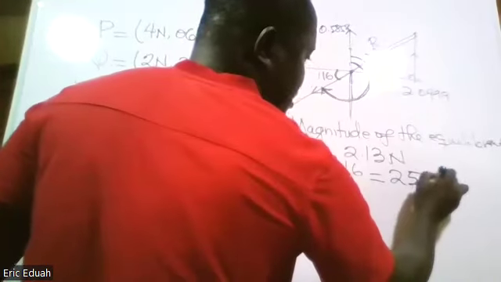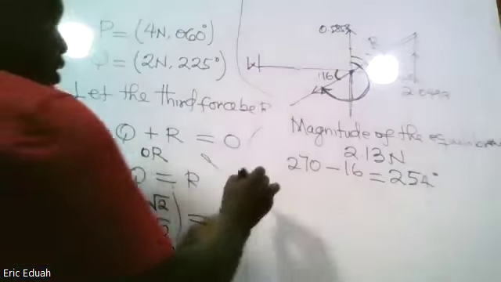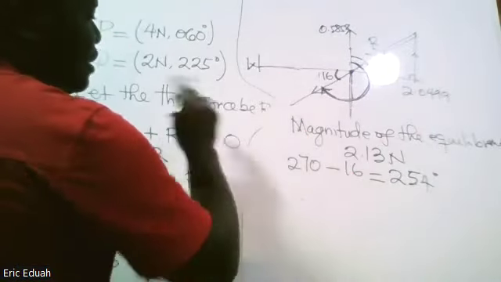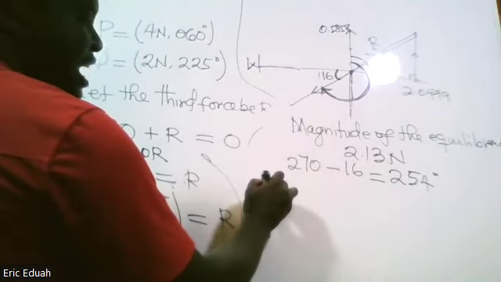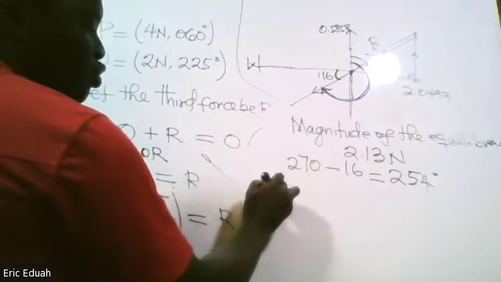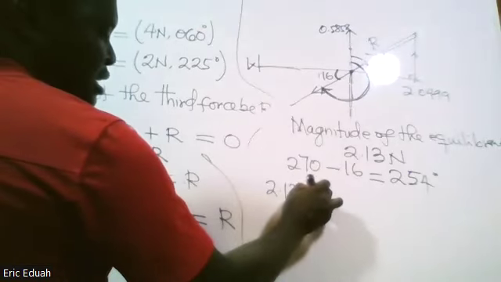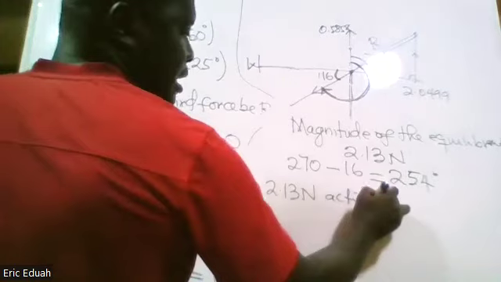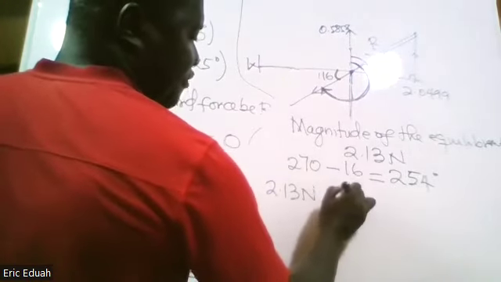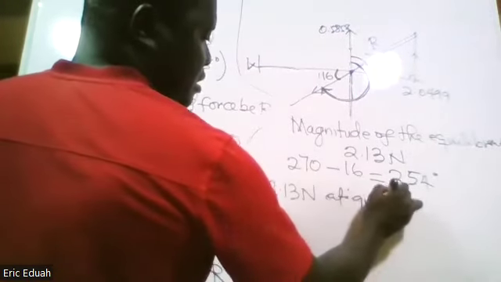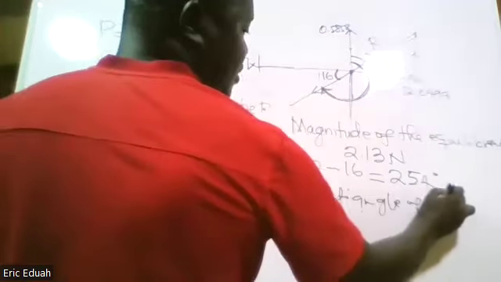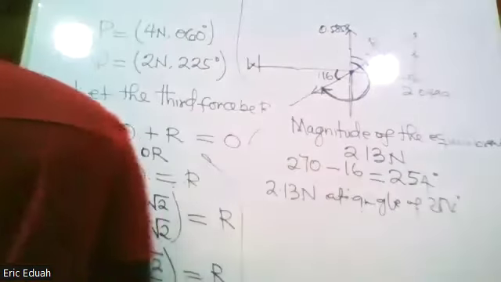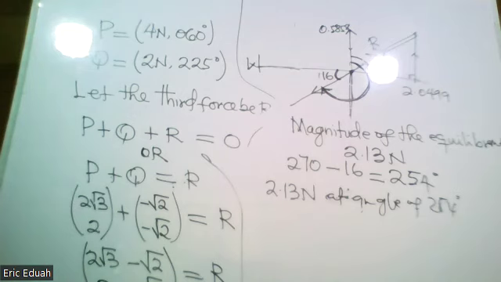254 degrees. So the third force, which will keep this in equilibrium, must have a magnitude of 2.13 Newton acting at an angle of 254 degrees from the north. That is the equilibrant.